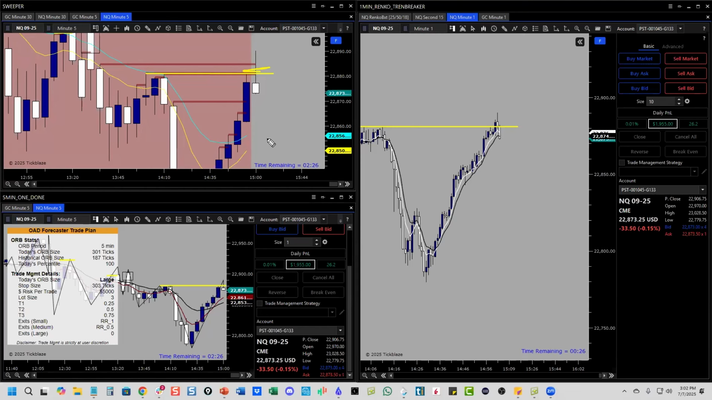There's the sweep. I've got 2 minutes before the 5-minute gives me the pattern. This makes sense? Or I can wait for the 1-minute to give me the cross, and that'll be truly when the actual trend is transitioning. That'll be key.